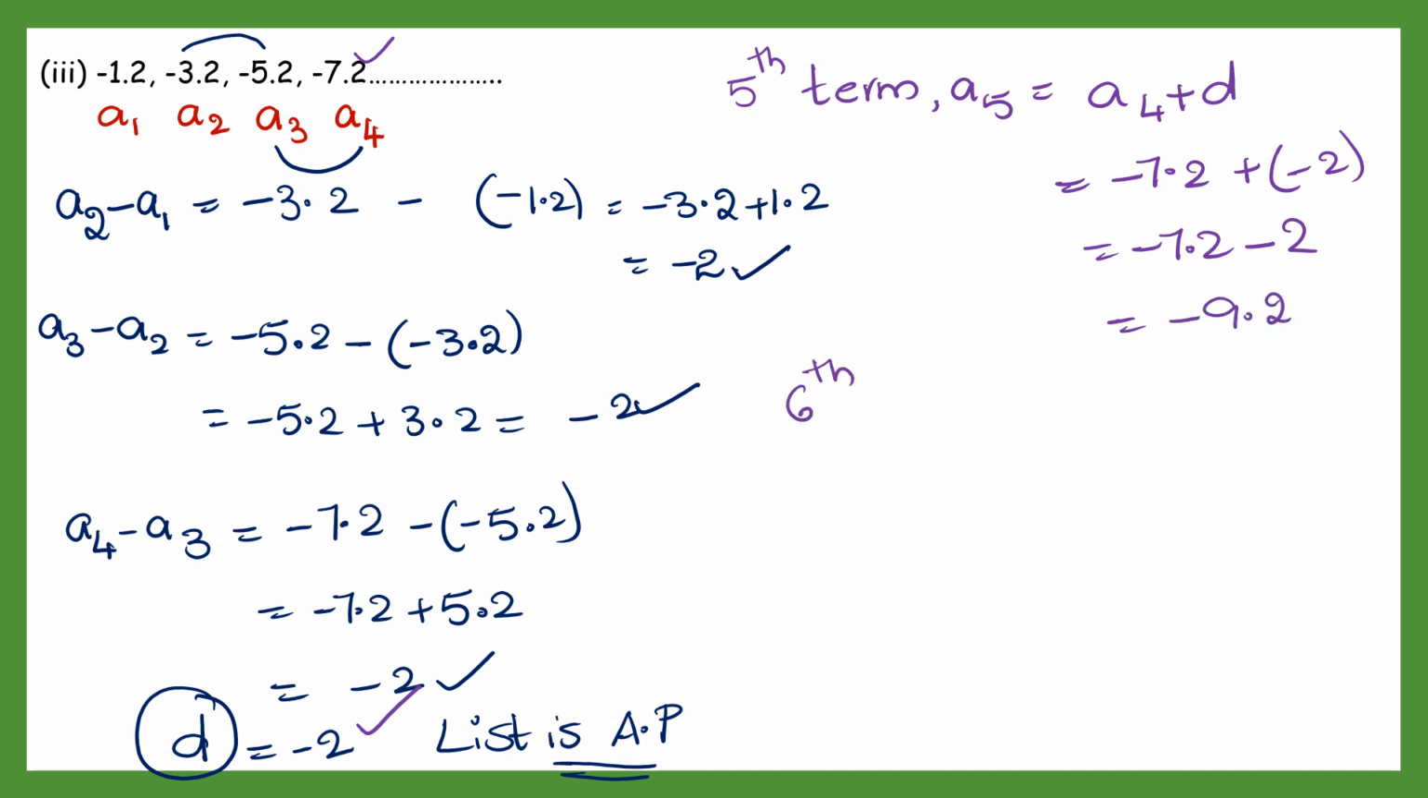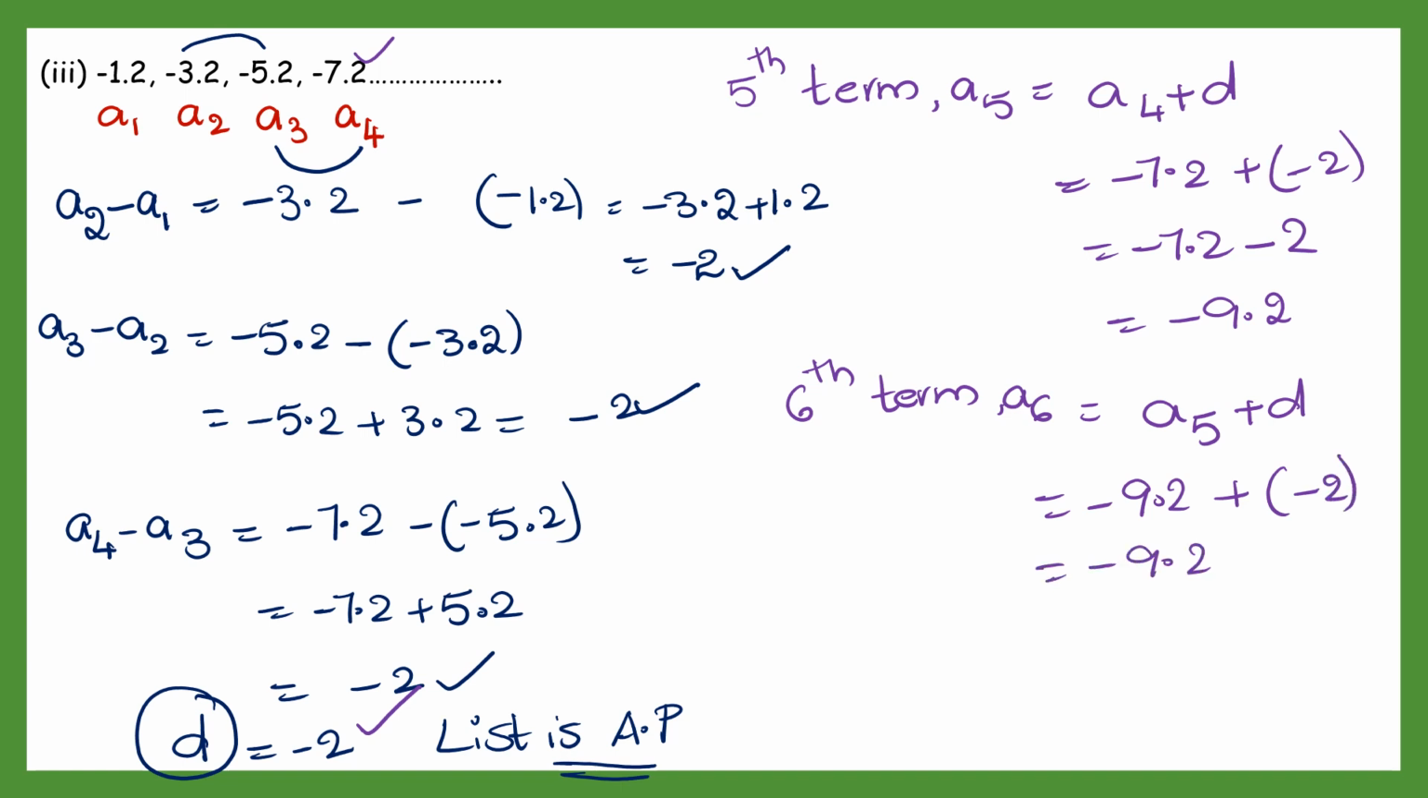Now the sixth term. Sixth term A6 is nothing but the fifth term A5 plus common difference. So minus 9.2 plus common difference, minus 2. So minus 9.2 plus into minus is minus. So you get minus 11.2.